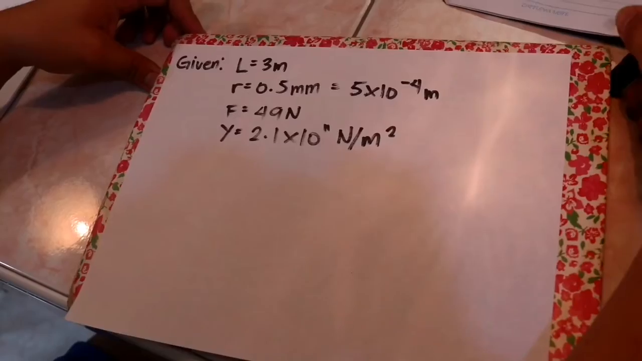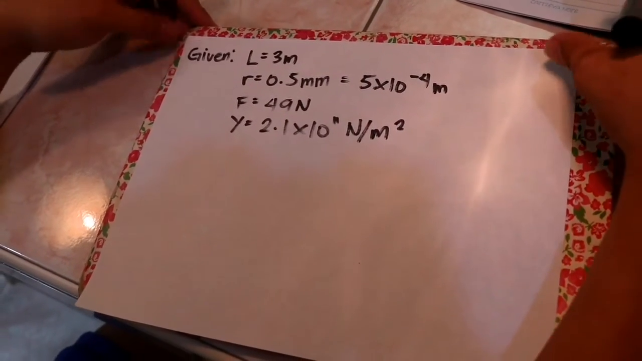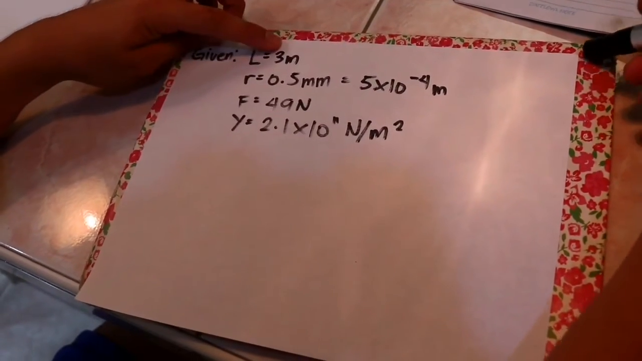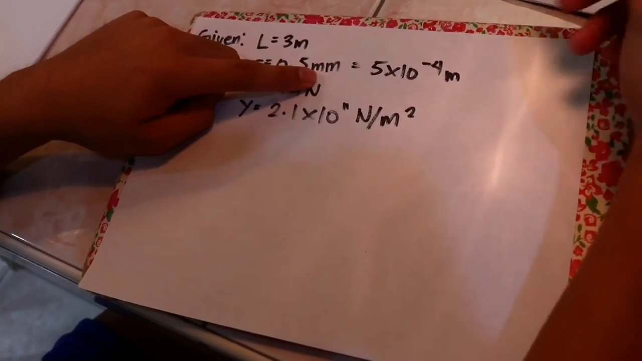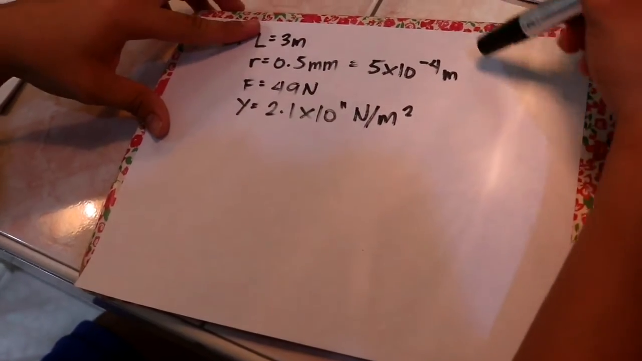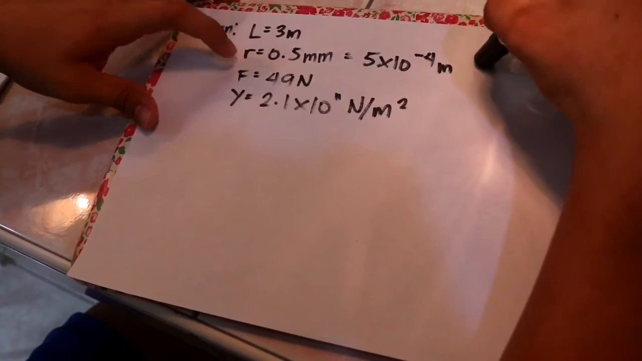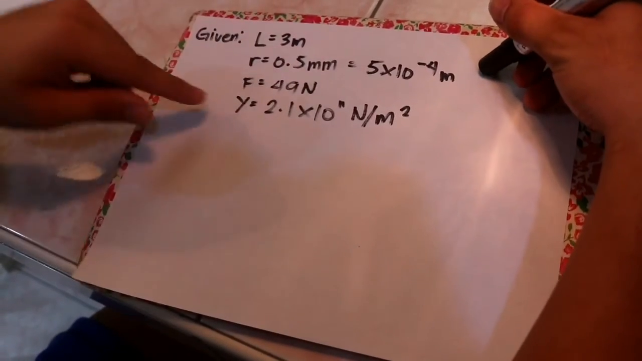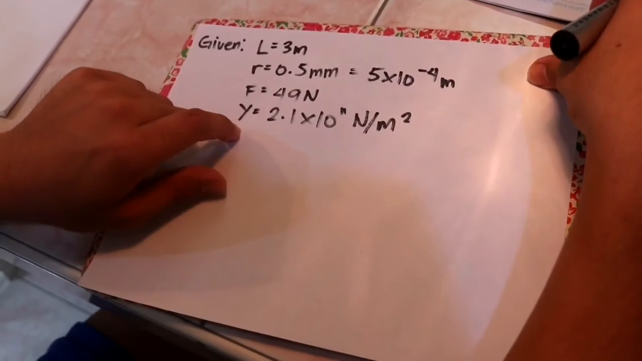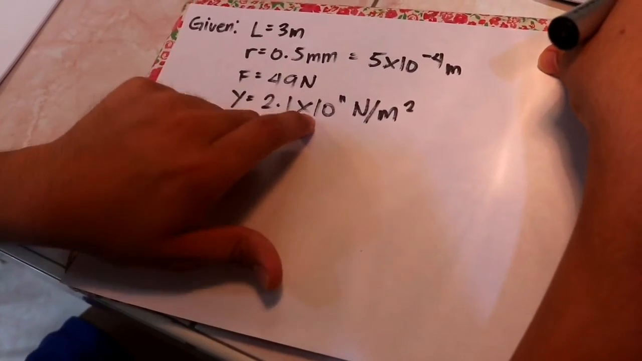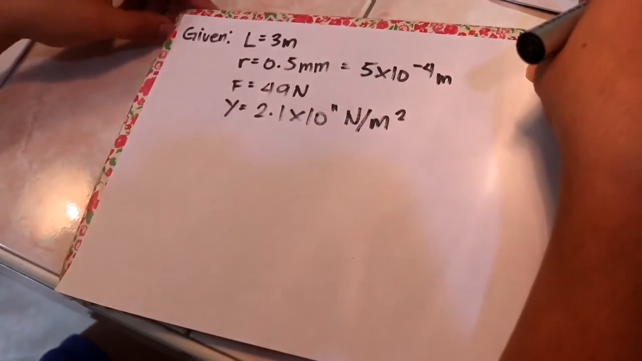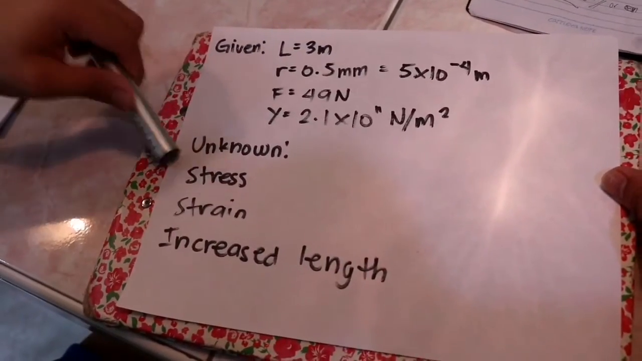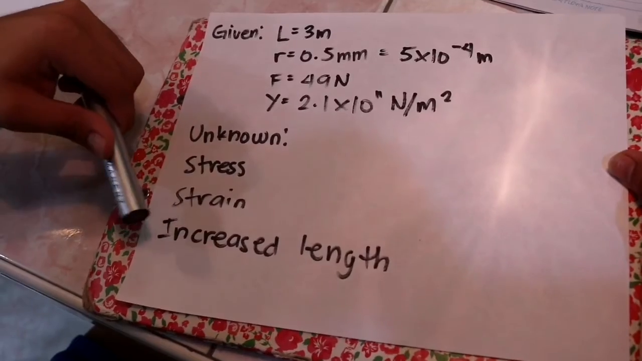So for example number 3, come on, let's solve. The given is the length, which is 3 meter, the radius 0.5 millimeter, which is equal to 5 times 10 raised to negative 4 meter, our force is 49 Newton, and our Young modulus of elasticity is 2.1 times 10 raised to 11 Newton per square meter. So our unknown is the stress, the strain, and the increased length.